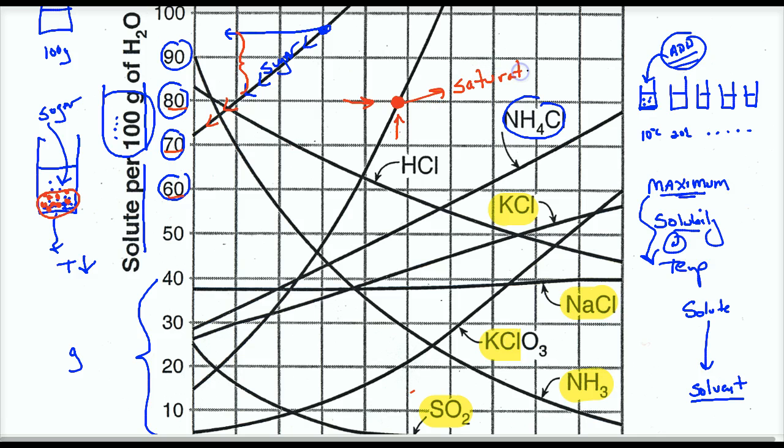Now, any more than this, if you added over 80, you would be over the saturated line, and we would call that supersaturated. So let's say I added 90. We would call this supersaturated.